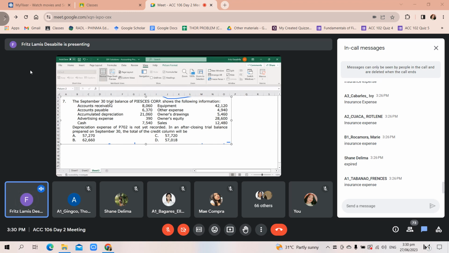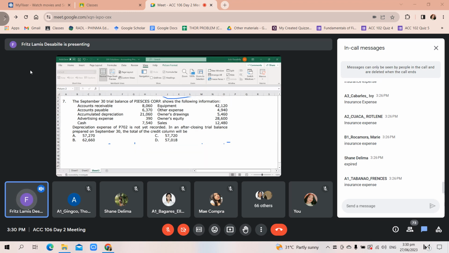September 30 trial balance of the company shows the following information. So TB: AR 8060, AP 6370, AD 21060, advertising expense 390, cash 7450, equipment 42120, other expenses 4940, other drawings 5460, owner's equity is 28,600 and sales 12,480. So this is similar to what we answered yesterday. So okay ra ni siya.